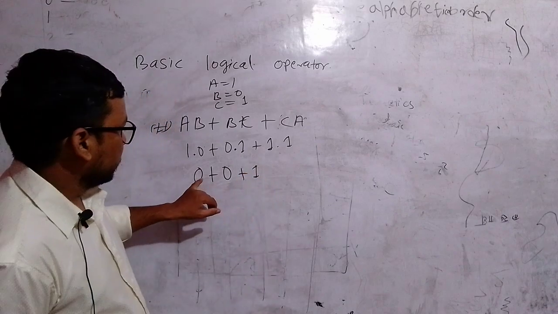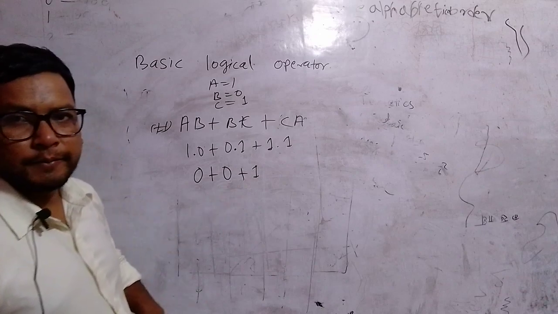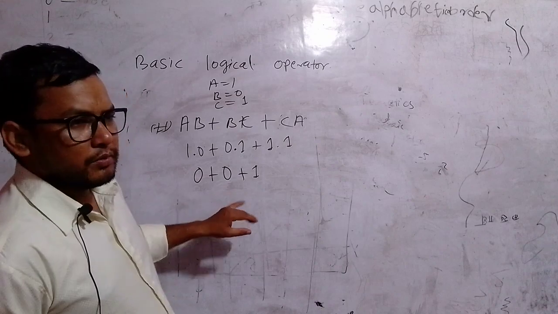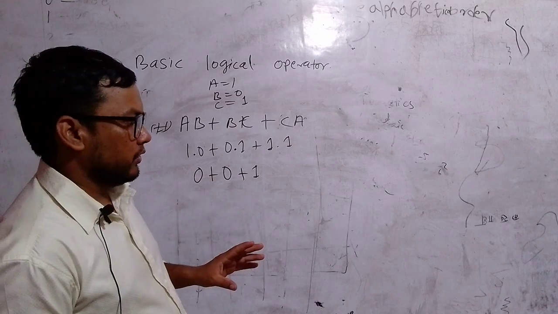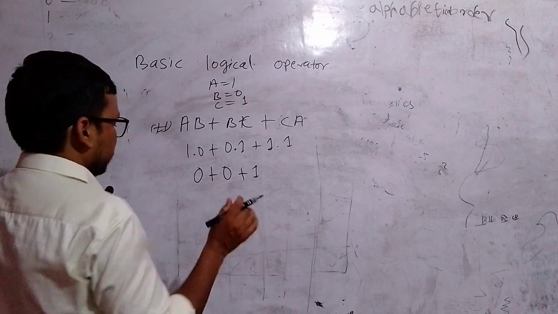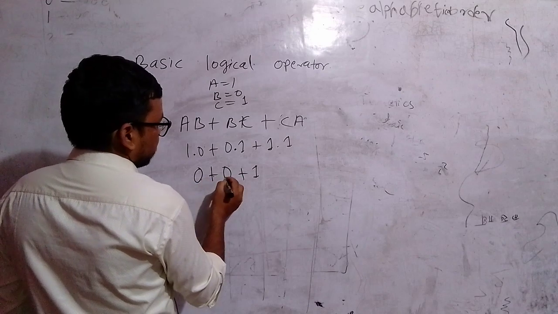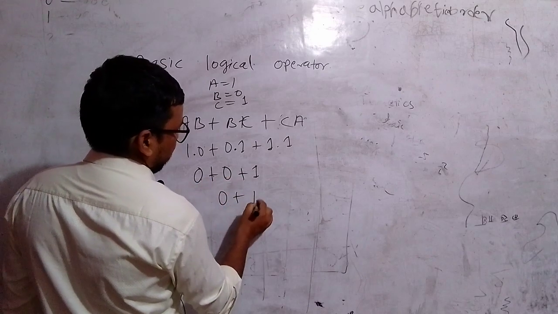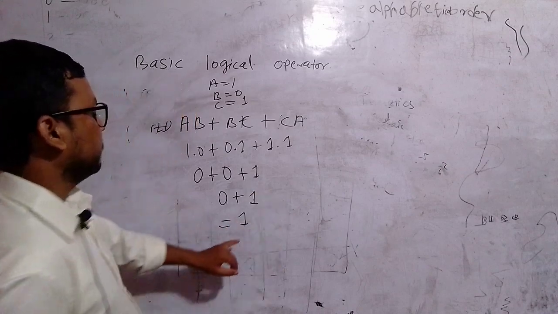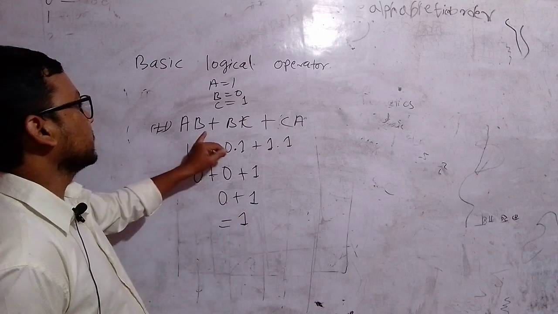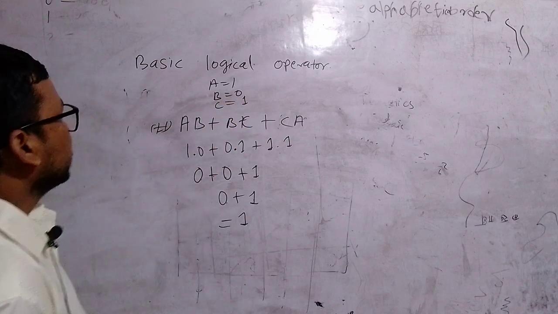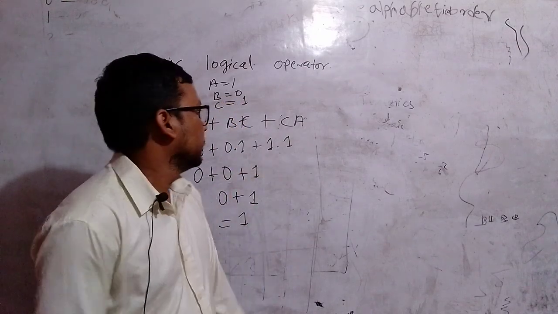Now 0 or 1, what would be its output? The output of the OR gate becomes 0 only if all of the inputs are 0, otherwise it produces 1. Now 0 or 0 produces 0, plus 1: 0 and 1 with OR produces 1. Now this 1 is the value of this expression for A equal to 1, B equal to 0, and C equal to 1. In this way we can perform the logical operations.